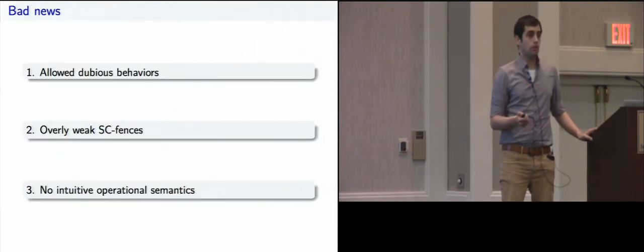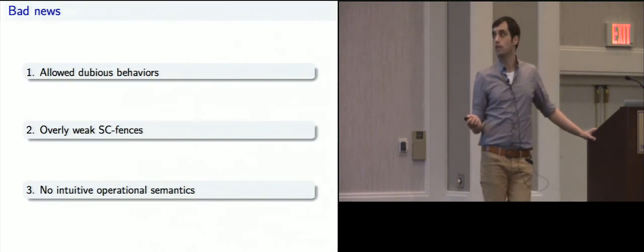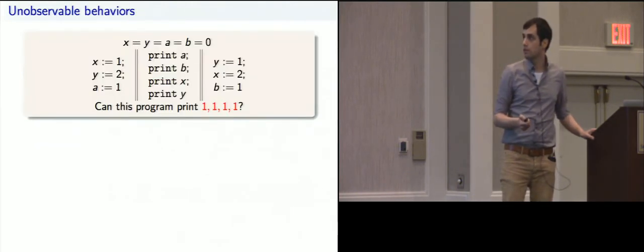And now the topic for the talk is three drawbacks that we try to address of this memory model. The first one, it still allows some dubious behaviors that we want to forbid. Second is related to SC fences. And the third, in addition to these axioms and declarative semantics, we would like to have some intuitive operational semantics to work with. So let's start with the first one.